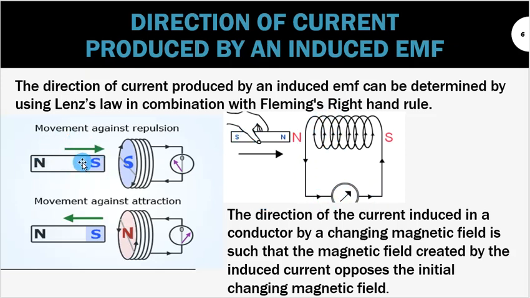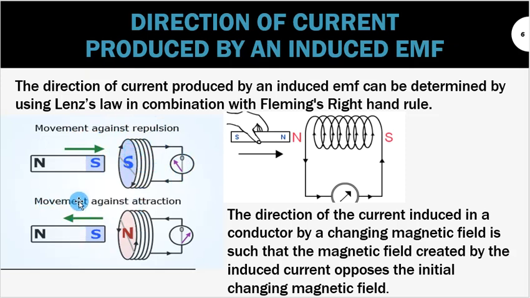So from here you can see a magnet moving towards a coil with its south pole approaching, and the south develops here. This movement is against the repulsion, because we know a south and a south are supposed to repel, but they are moving towards each other. So this movement is against repulsion. Using Fleming's right hand rule again, you can tell the direction in which current is moving.